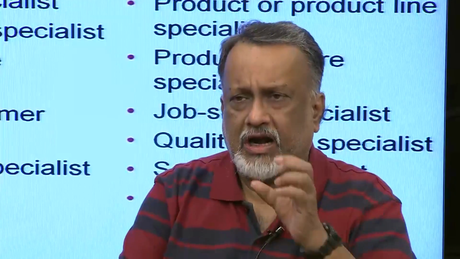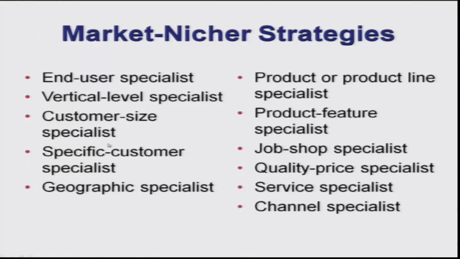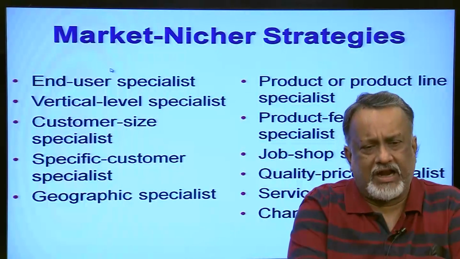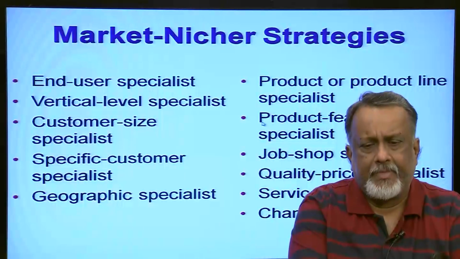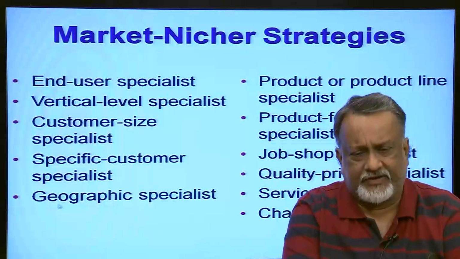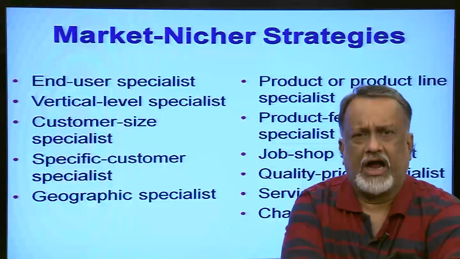You will focus on a particular type of customer, you will be a specific customer specialist, specific geography specialist, product feature specialist. These are some of the different types of combination, or high quality low price specialist, or service highlighting specialist, or distribution based specialist. These are the different types of strategies, particularly these segment oriented, customer product feature oriented, specific customer oriented, specific geography oriented strategies, which are normally the preferred strategies for entrepreneurs and startups.